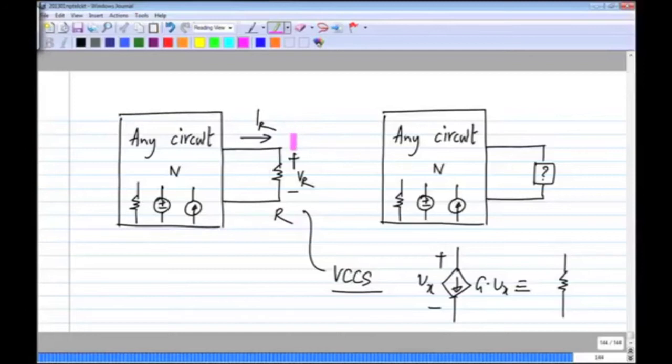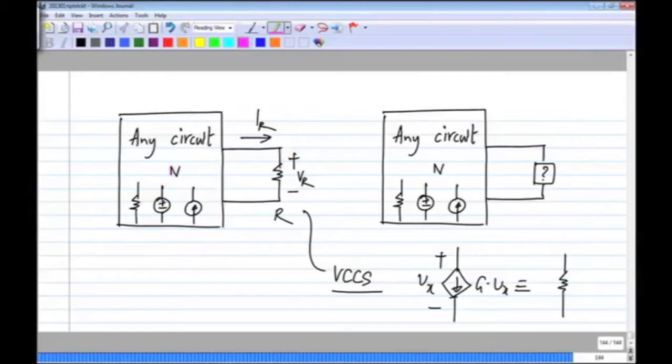Now please understand that this will not work in general. That is, you have a circuit N with some particular value of sources inside. Under those conditions, you will have some particular current and particular voltage across this resistor. So in that condition, you can replace this with a voltage source or a current source. Now if you change the sources inside N, they will not be the same anymore. They will be the same only for a particular value of the sources inside the network.